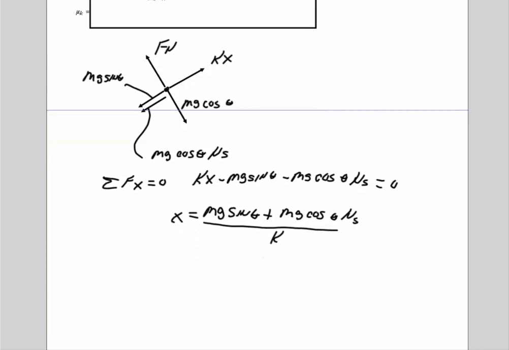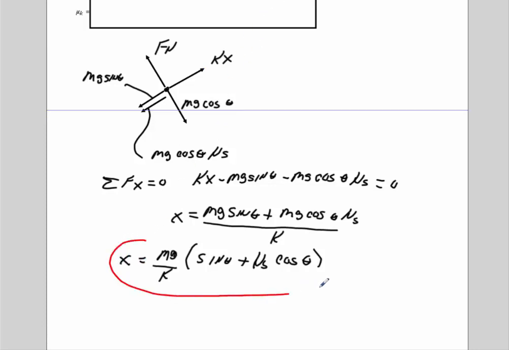What I would recommend on this one is go ahead and just pull out mg over k, and then you're going to end up with sine of theta plus mu of s times the cosine of theta. And that's going to be x, and what they did, they labeled that as the d value. Okay, that's part A.